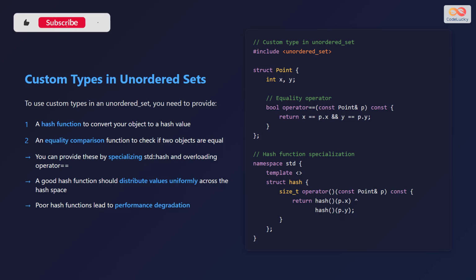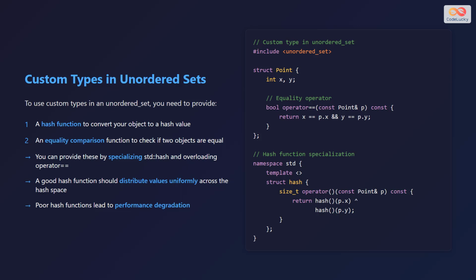To use custom types in an unordered set, you need to provide two things. First, a hash function to convert your object to a hash value. Second, an equality comparison function to check if two objects are equal. You can provide these by specializing the standard hash and overloading the operator equals.